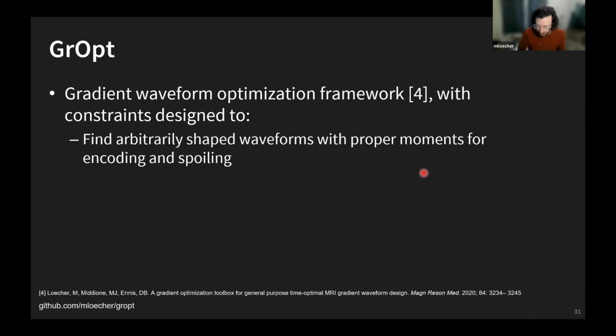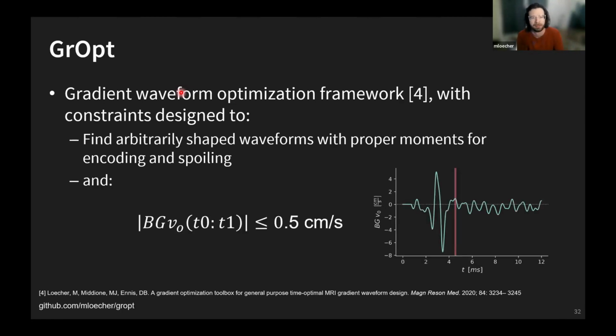With flow encoding, we need a certain first moment to get the right velocity encoding. But other than that, you don't apply any constraints on shape or anything. So you can maybe get more interesting or maybe faster waveforms. And so we have a software package that's a very flexible way of doing this with lots of different constraints. So we've also used it a lot for diffusion, using all the same waveforms, and actually other sequences as well, other SPGR and TSC sequences at some point.